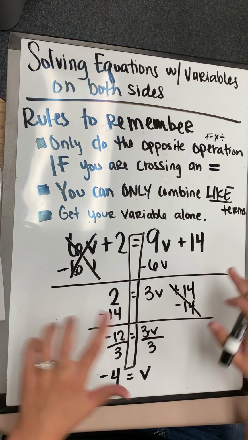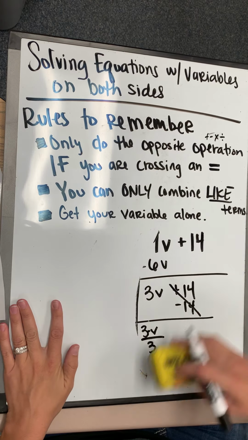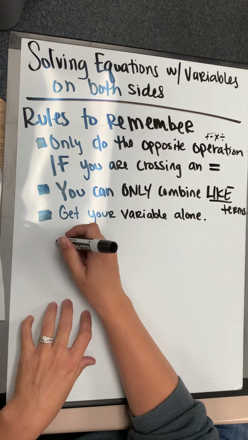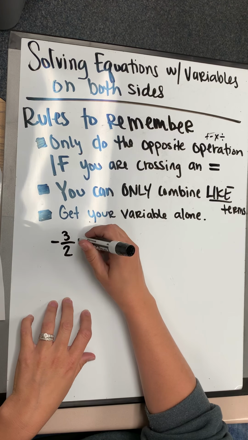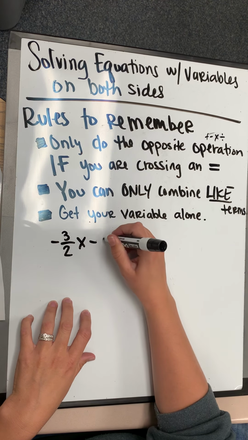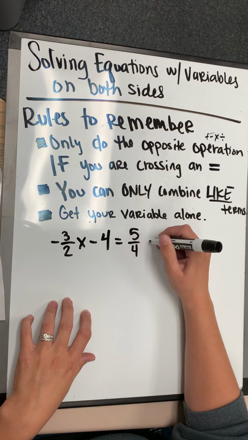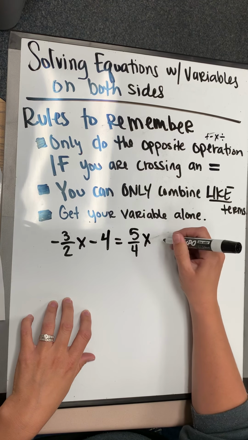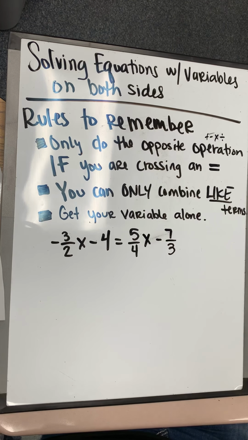So that's when you have variable and terms on both sides. The next thing I want to show you guys is when we're dealing with a fraction. So if I have a negative 3 halves times (x minus 4) is equal to 5/4 times (x minus 7/3). Remember, we've talked about the fractions.